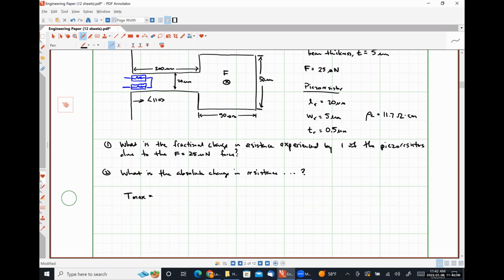Force, but not displacement, because I'm too lazy to figure out what the displacement is. So F, L, and then B, which is the dimension in the thickness direction. So I'm going to write T divided by twice the moment of inertia I. Okay.